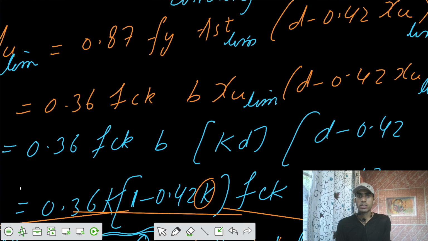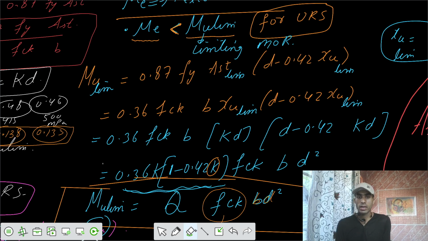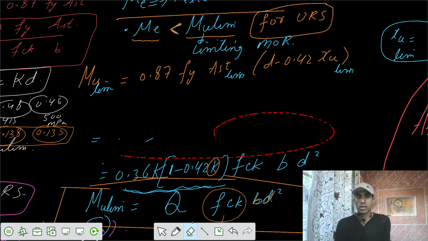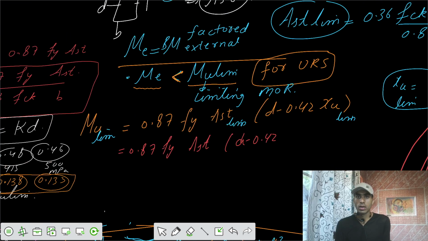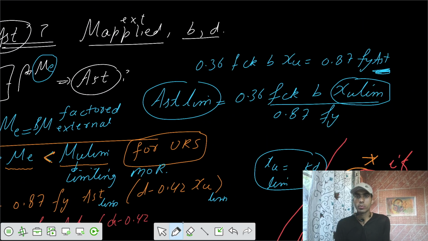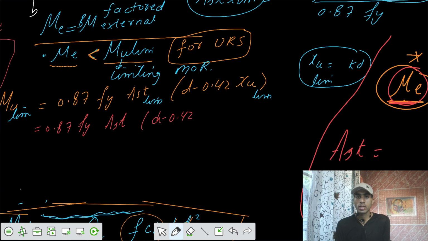So we have this moment of resistance. Let's solve it in terms of the area of steel. So we have 0.87 fy Ast, and we have d minus 0.42 xu. If you substitute the value of xu as this one, we have 0.87 fy Ast divided by 0.36 fck b.